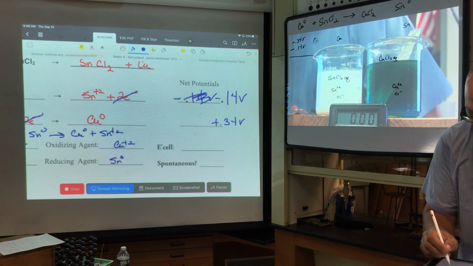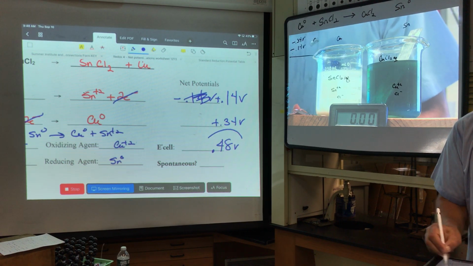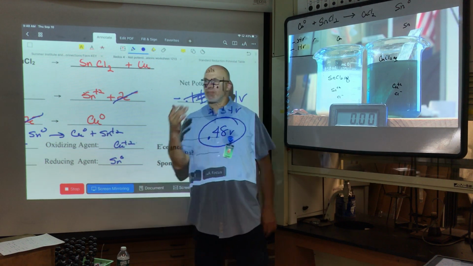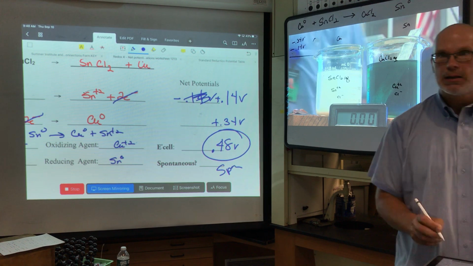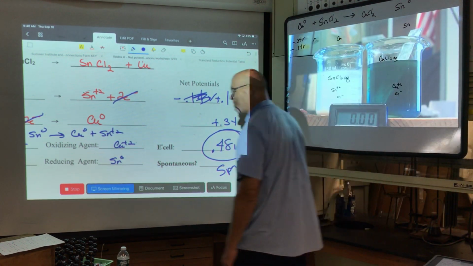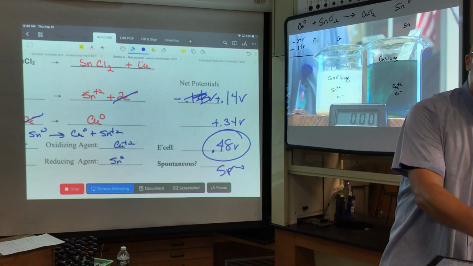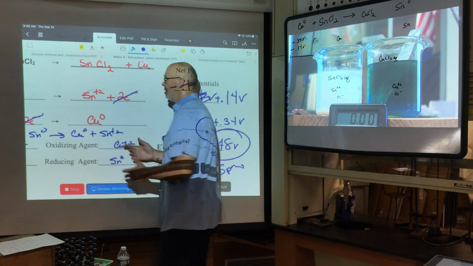Add them together, and you get positive 48 volts. What does that tell me? It's spontaneous. It's positive volts, which means there is man purses being passed around or electrons. Okay, both of them do it. Add them together. Think about it.